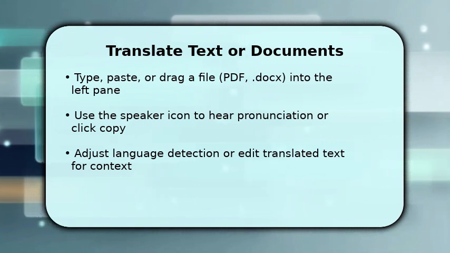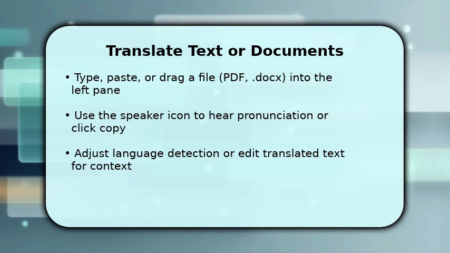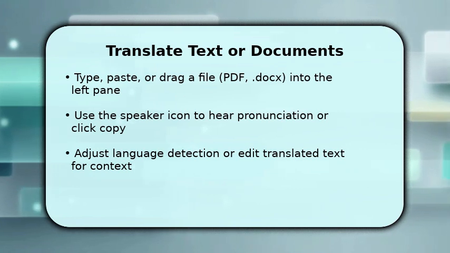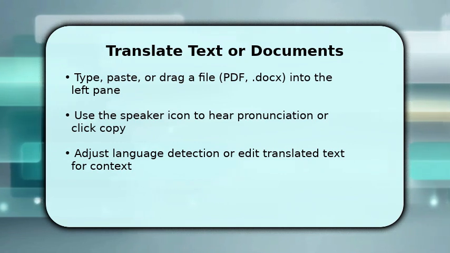Once the translation appears on the right, click the speaker icon to hear pronunciation or the copy button to send text to clipboard. If the automatic translation misses context, edit the source or use alternate word suggestions. This improves accuracy because the engine reprocesses on each change, and you get a better localized result.